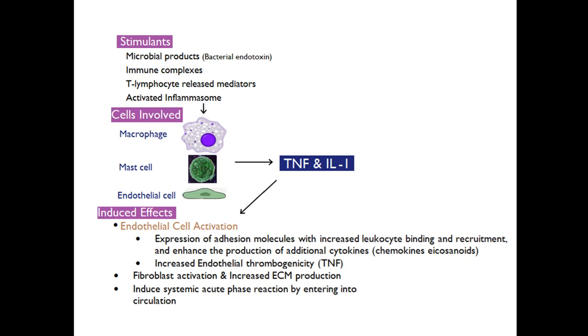They cause the release of tumor necrosis factor and interleukin 1. And they can cause endothelial cell activation, causing expression of adhesion molecules with increased leukocyte binding and recruitment, and enhance the production of additional cytokines, for example chemokines, which cause chemotaxis, and eicosanoids, which are arachidonic acid metabolites. And they increase the thrombogenicity of the endothelium. By that we mean that the endothelium becomes more procoagulant or thrombogenic. Tumor necrosis factor and interleukin 1 also cause fibroblast activation and play their role in healing and tissue repair, and also cause increased extracellular matrix production.